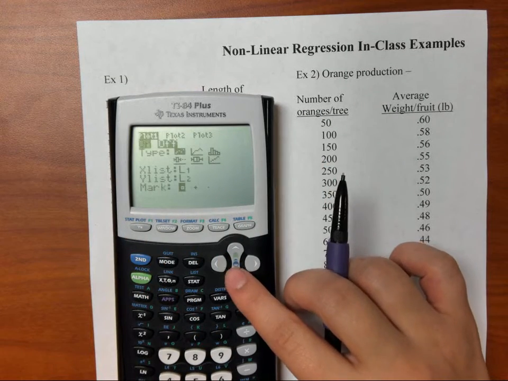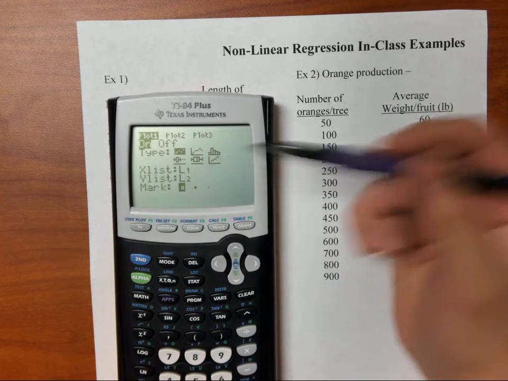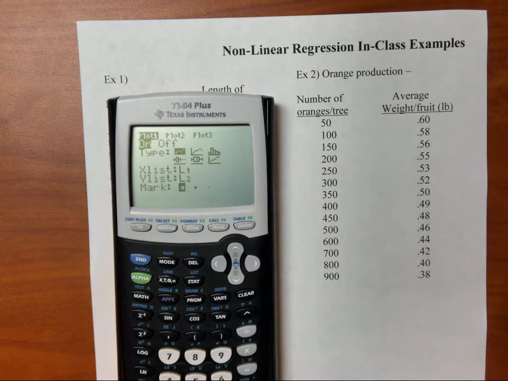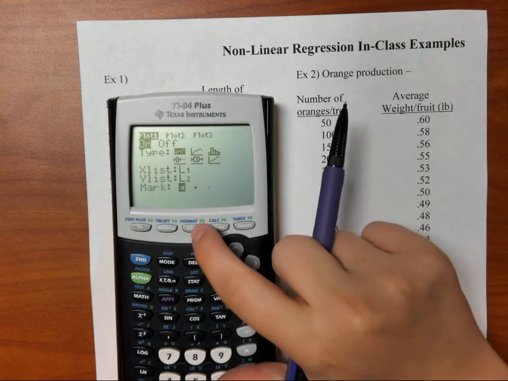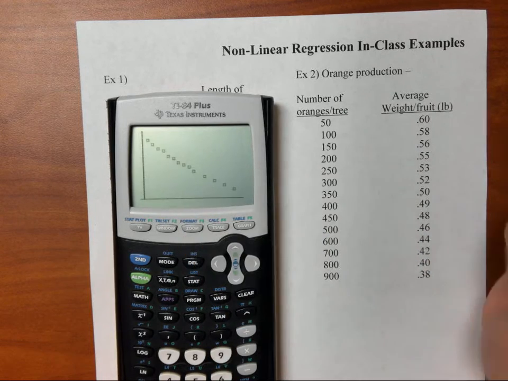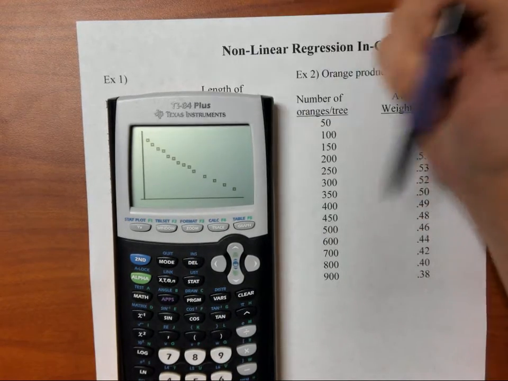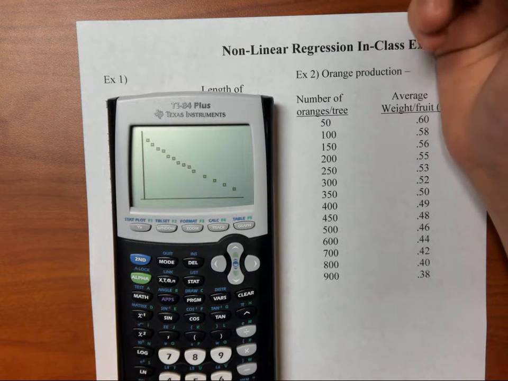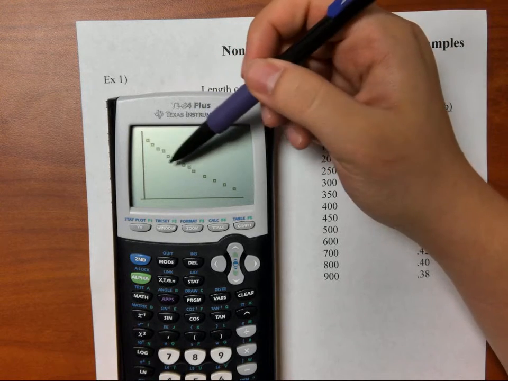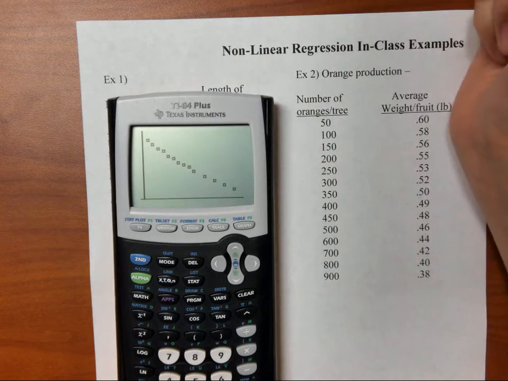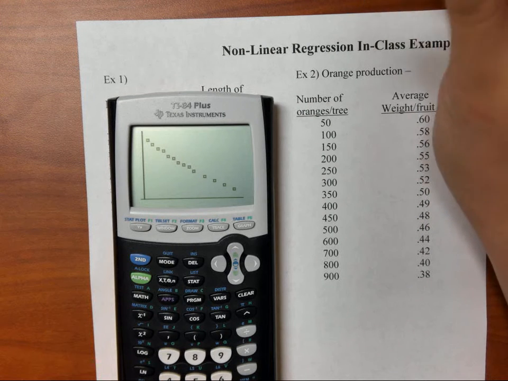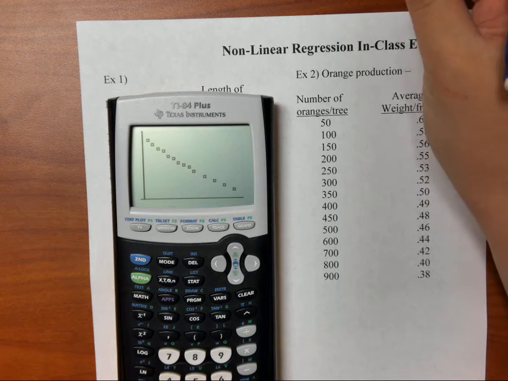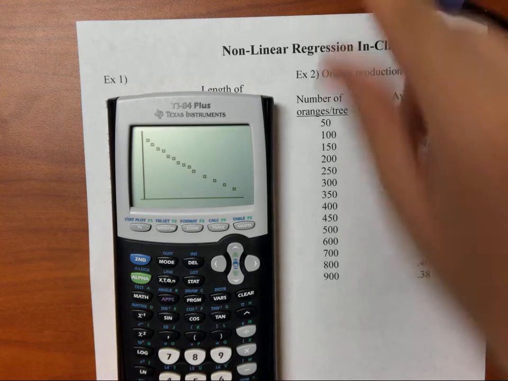If we go to the stat plot, let's turn that on. I'm just going to start off by looking at the original data with L1 and L2. So zoom 9. If you just glance at the points, they appear to be in a straight line, but if you look carefully, you can see the curve. But that's not always easy to see on the scatter plot, which is why we look at the residual plot.